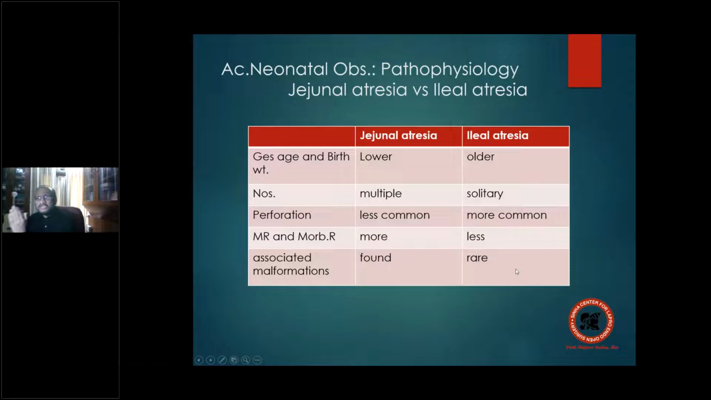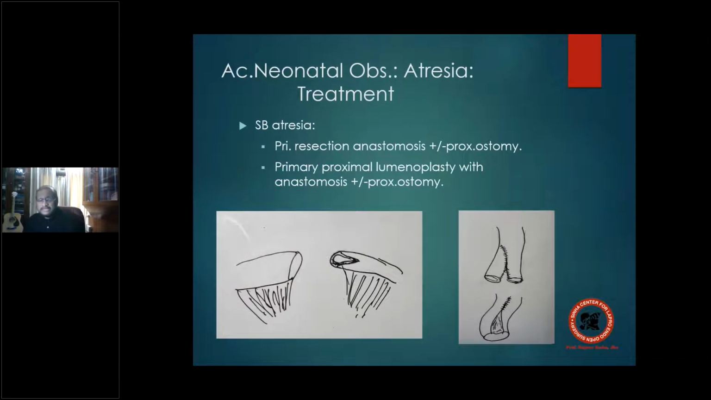So the more distal the block, the less the complications and less the problem. So here also the morbidity and mortality is less, but the perforations are more common. Why is that? For the simple reason that the dilatation and the distension has to be huge because it's a more distal block. So that is the essential difference between jejunal and ileal atresias. The treatment is always surgical. Once you have resuscitated the patient, it has to be surgical.